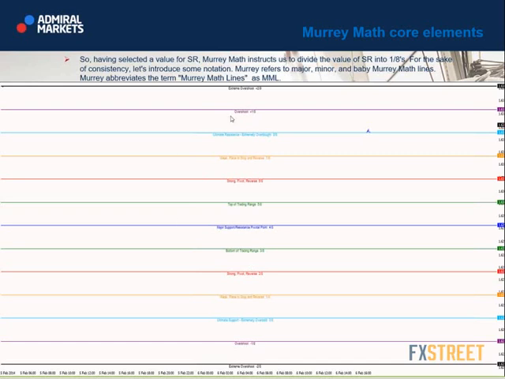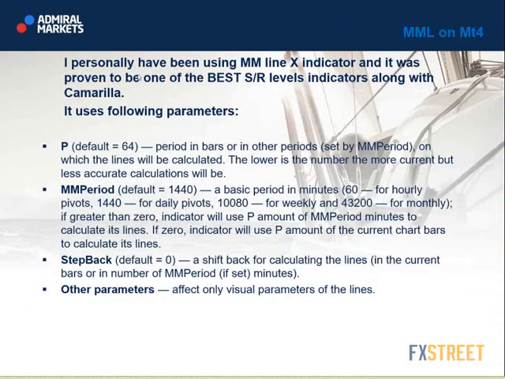So Murrey Math is basically using Murrey Math octaves for showing the exact levels where price may turn. I personally have been using the Murrey indicator, and in my opinion, it's proven to be one of the best support and resistance levels along with Camarilla. It uses the following parameters.